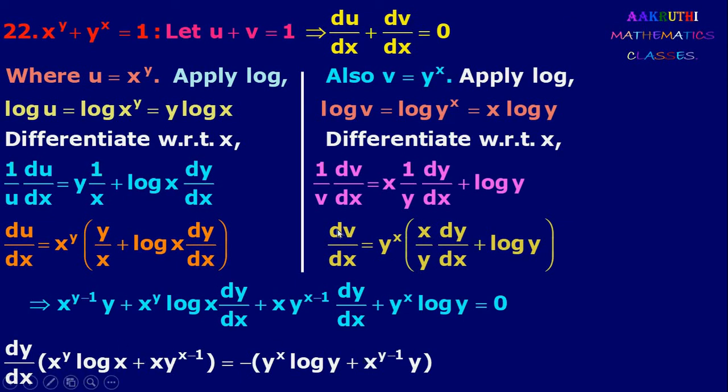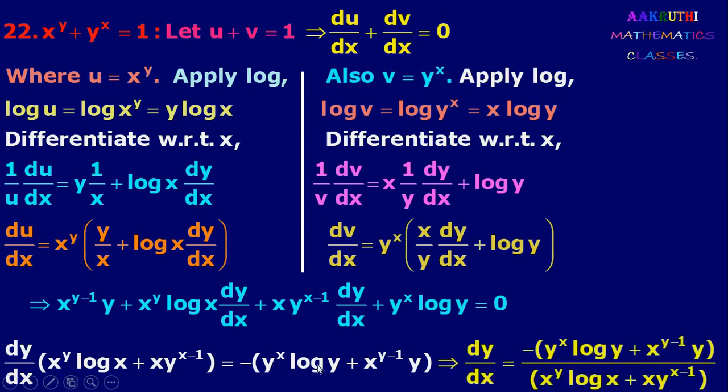So we want dy by dx. Divide this, we get dy by dx is minus of y to the power x log y plus x to the power y minus 1 into y, divided by x to the power y log x plus x into y to the power x minus 1. So we get dy by dx is minus of y to the power x log y plus x to the power y minus 1 into y, divided by x to the power y log x plus x into y to the power x minus 1.